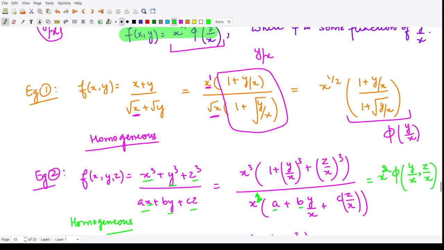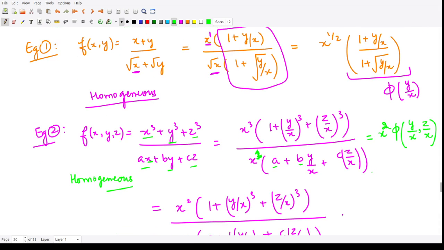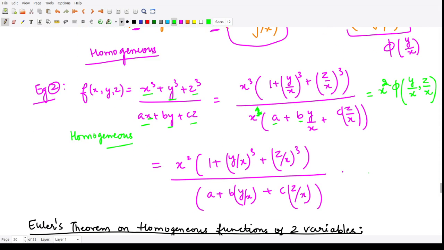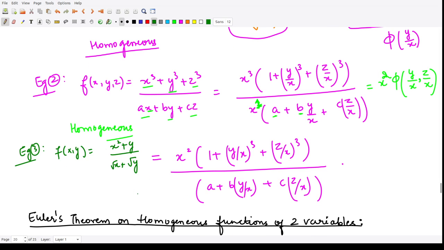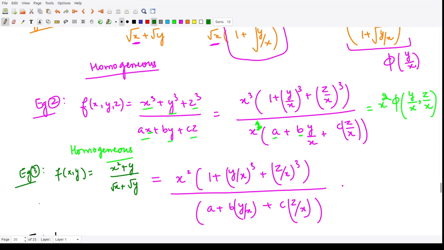Okay, and suppose I have another function, say we have this function f of x, y that is equal to (x square plus y) divided by (square root x plus square root y). Now, is this a homogeneous function? Now this is not a homogeneous function.